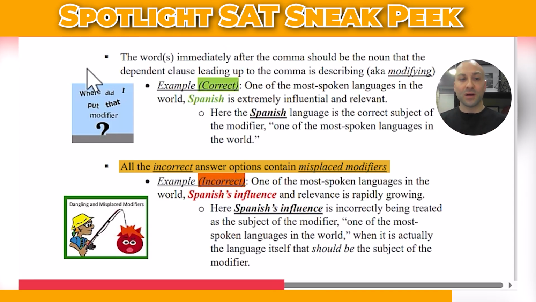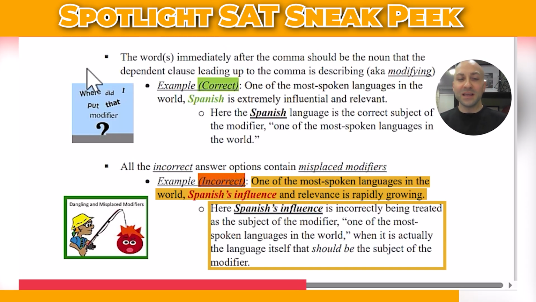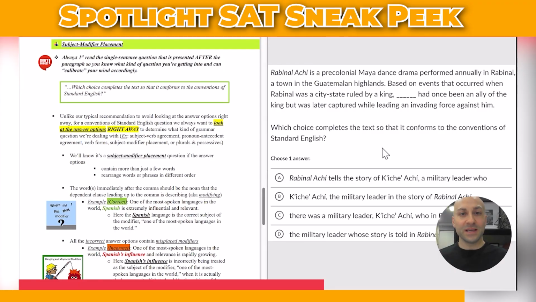So here's an example of the previous topic, but with a misplaced modifier. One of the most spoken languages in the world, Spanish's influence and relevance is rapidly growing. Well, Spanish's influence isn't one of the most spoken languages in the world. So we call that a misplaced modifier, and we'd be able to rule that out of the options. So let's look at this particular example.